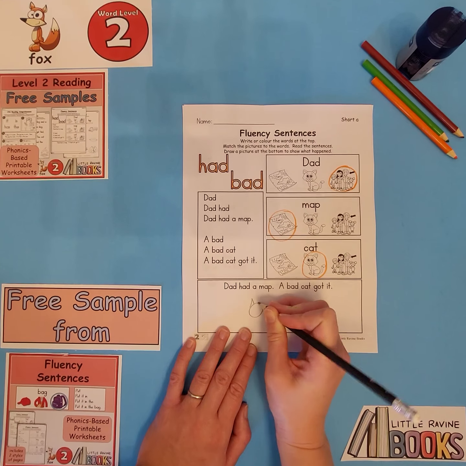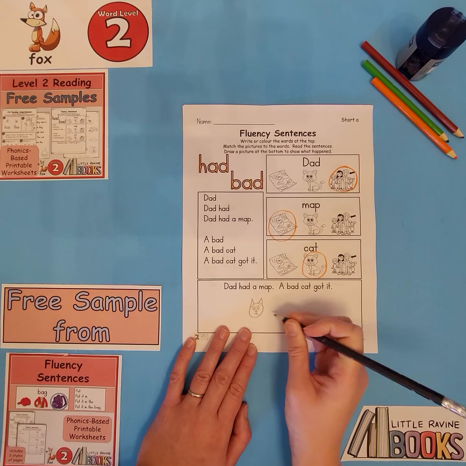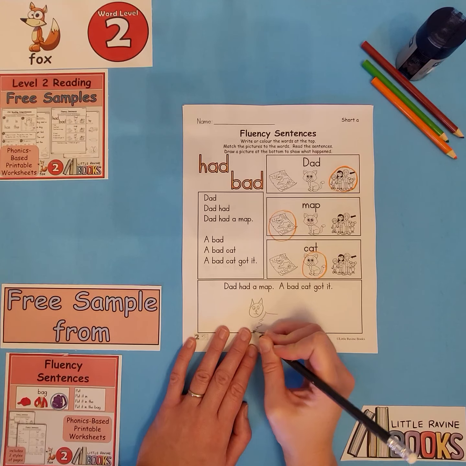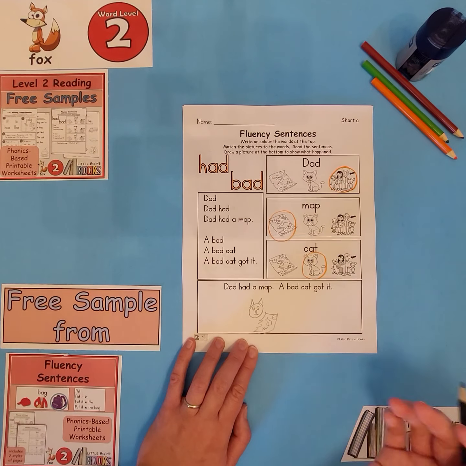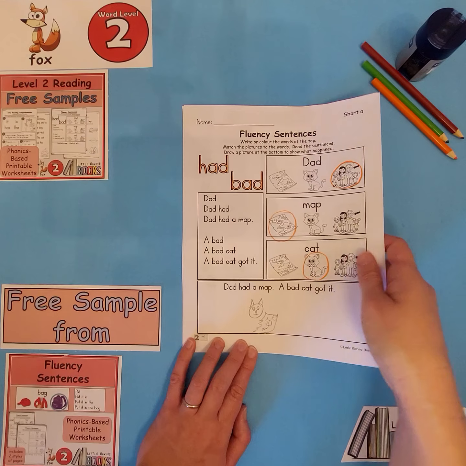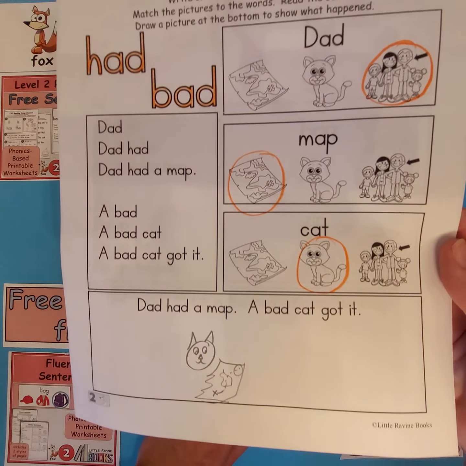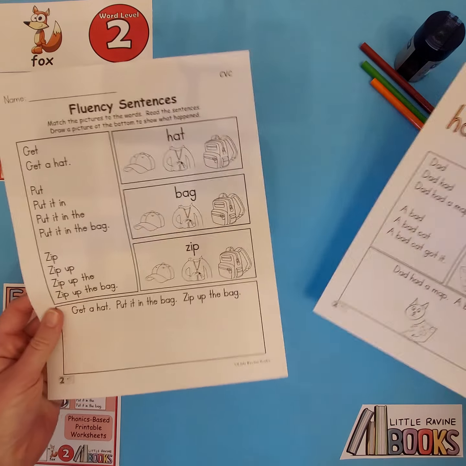There we have a cat. And a map. Maybe it's ripped up there, a ripped map. There we go. They can draw a picture at the bottom. That'll probably look as good as mine because drawing is not my skill, but that's okay. So that is what your final page will look like whenever they're done.